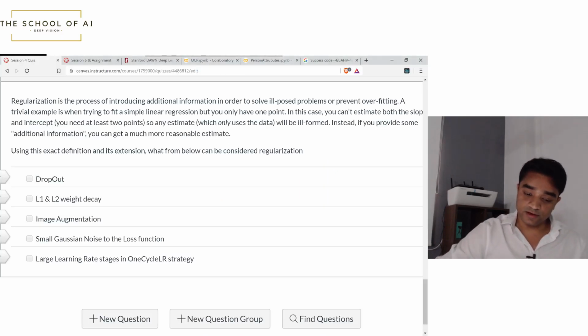Now, a trivial example is when we are trying to fit a simple linear regression, but you have only one point, we can't solve it. You have two unknowns and one point, so we can't literally solve that. In this case, you can't estimate both the slope and intercept. You need at least 2 points for that. So an estimate will be ill-formed if you are just using 1 point. If you provide some additional information, you can get a much more reasonable estimate, right? That's what we're trying to do.